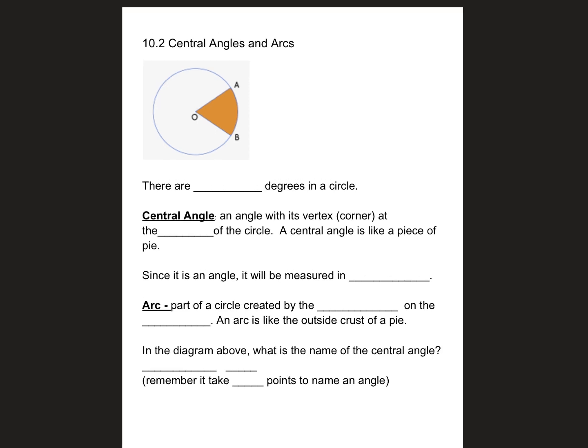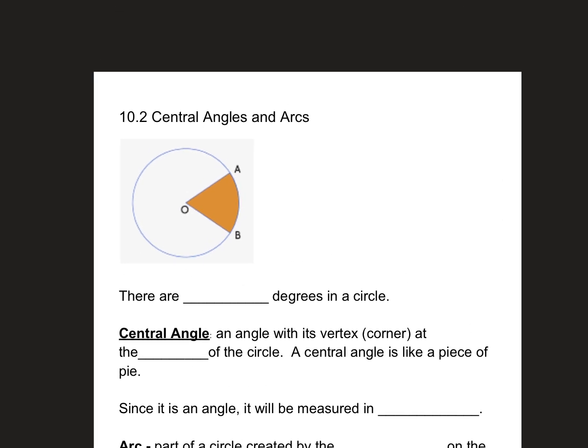Okay, let's move on to our next section, which is 10.2, central angles and arcs. And if you notice, we still have circles here. Now we're looking at something that looks a bit like a piece of a pizza or a piece of a pie. And so we're going to be talking about that type of information today.